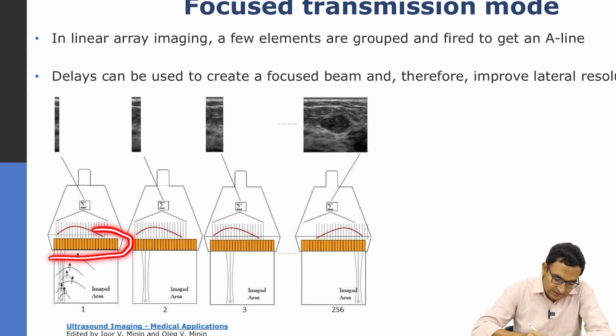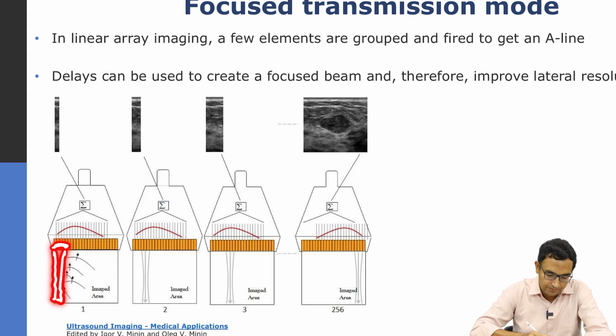Let us consider this is the array, and initially I group a few elements and fire my beam. This is my beam here which I am firing. Then the receive signal, let us assume that this is diffuse scattering happening here from tissue. The signal will go all the way like this, and it will be captured by different elements, not only by the elements which have sent the signal.